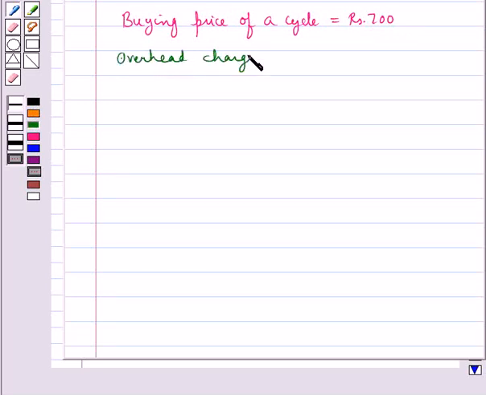Consider that the buying price of a cycle is rupees 700 and then the overhead charges are rupees 50 and the profit is 5%. Let's find out the selling price SP of this cycle.